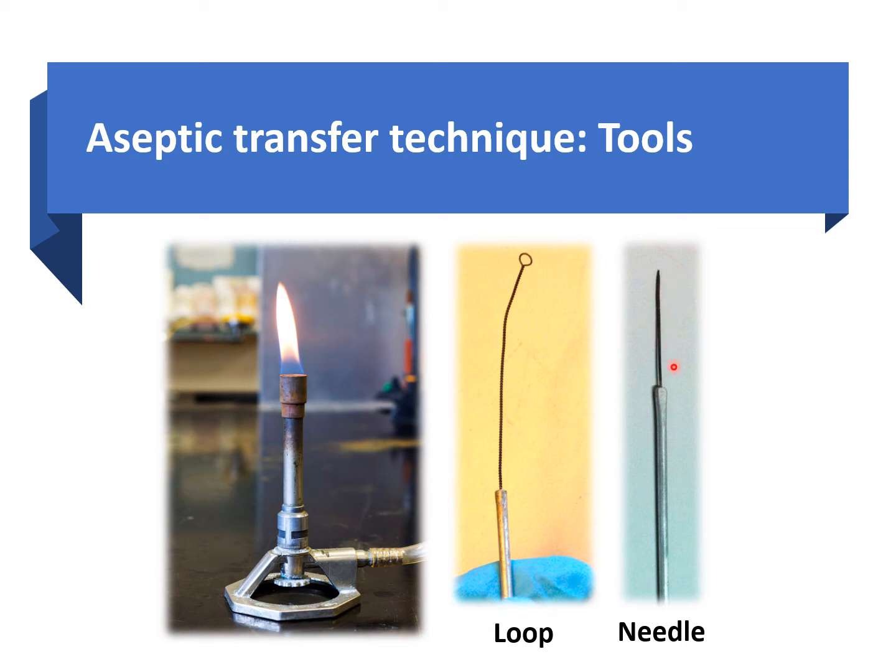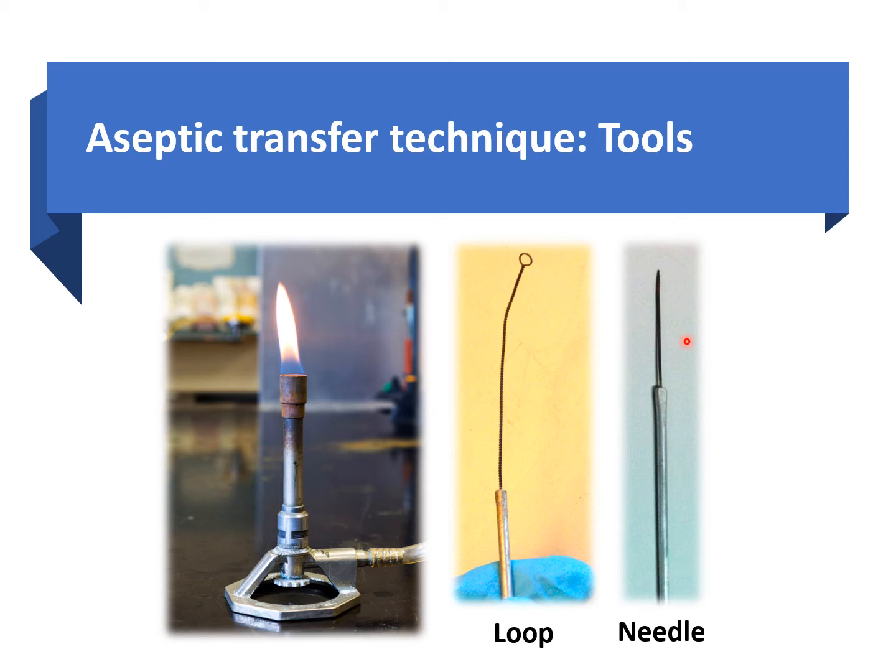Now, we usually use needles to stab a type of media that we call deeps, okay? I'll show you a picture of a deep, but just to introduce you to it, a deep is basically a type of media that does have agar, but not too much agar, okay?